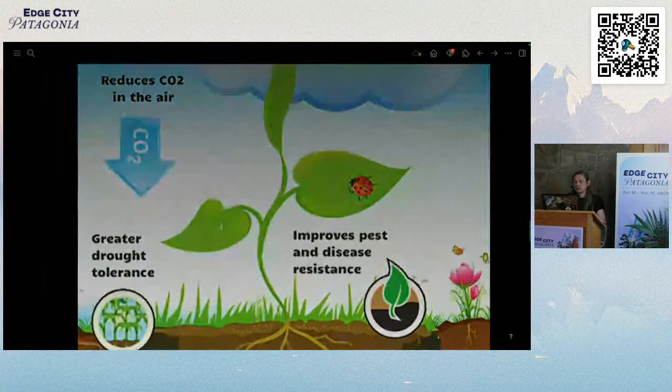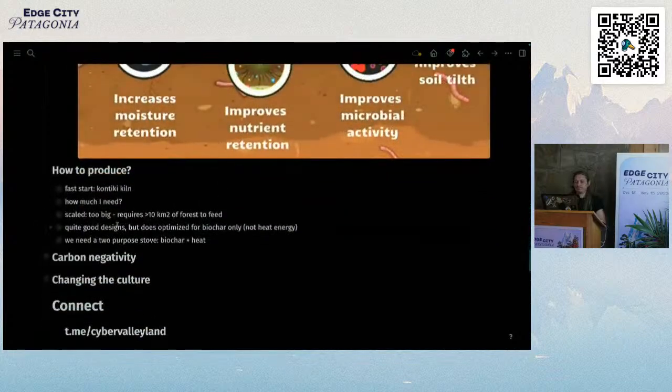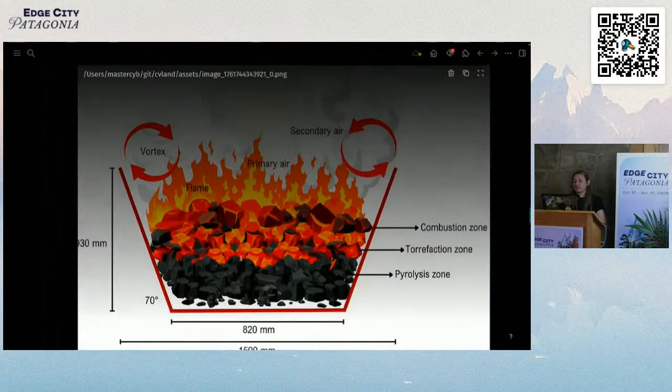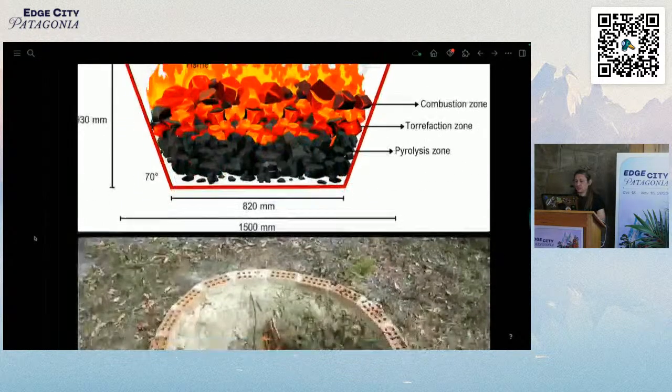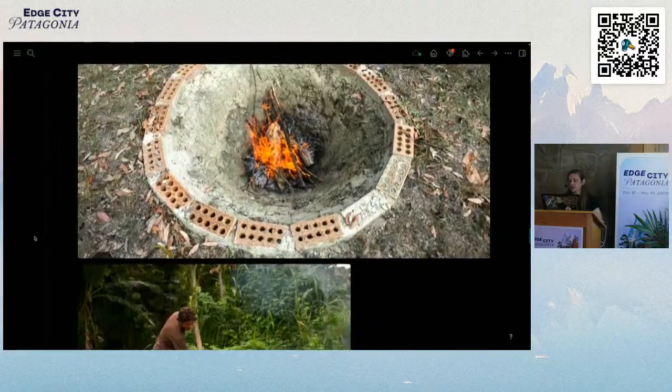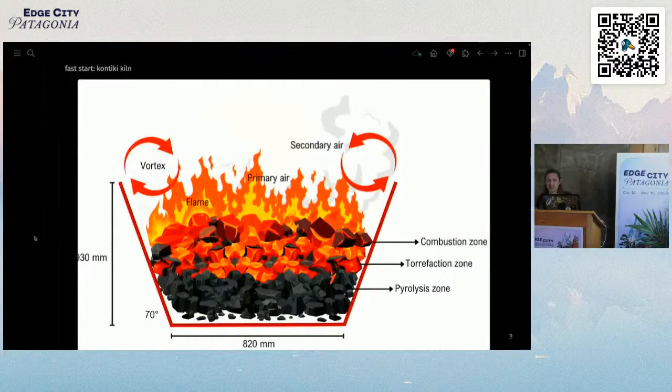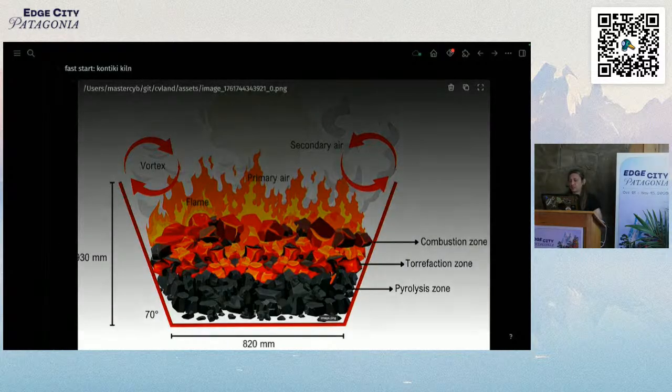How to produce this magic? Well, the most primitive way is the Kontiki kiln. It's a shape, a circle, that you dig in the soil, of custom size. The big idea behind this Kontiki kiln is that the shape enables a vortex and naturally creates a zone without access to oxygen. So you build the fire layer by layer, and the biochar accumulates there. After you finish the process, you put some water on it to make it porous.